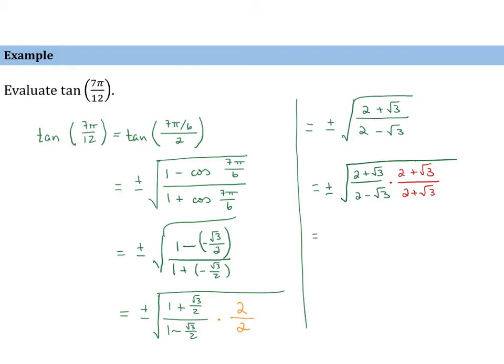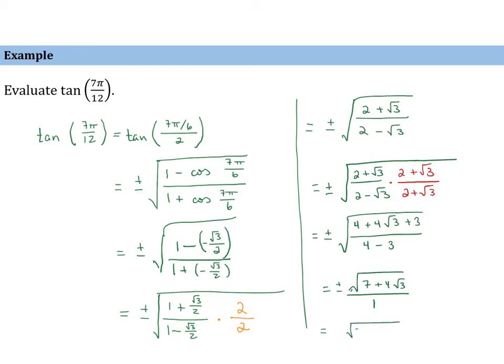So we have positive or negative. The square root of 4 plus 4 square roots of 3 plus 3. And in the denominator, we would have 4 minus 3. And so we have plus or minus. In the numerator, we have 7 plus 4 square roots of 3. And in the denominator, we have just the square root of 1, which is 1. So we have 7 plus 4 square roots of 3.